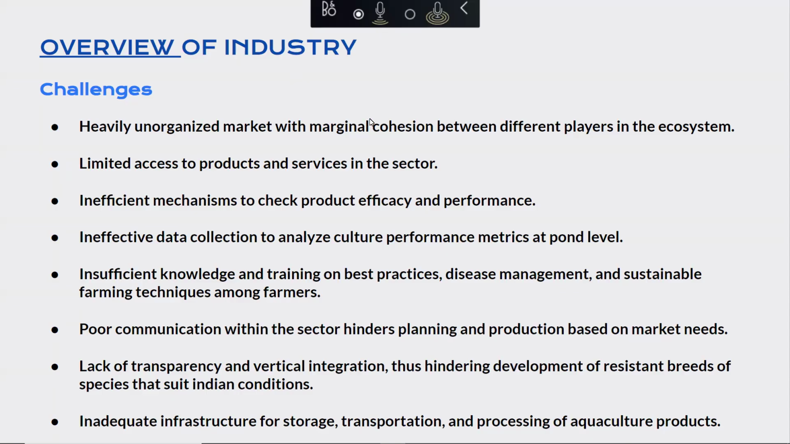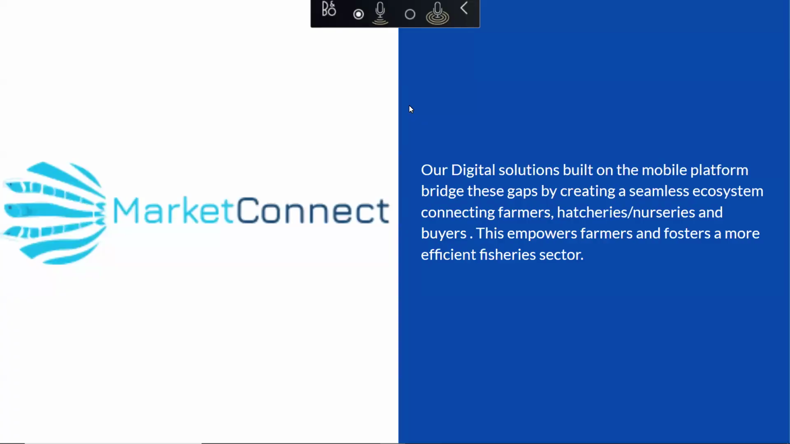Now, these are some key challenges we find and we would like to address with our products in the agriculture industry. Now, let's look at our products. Market Connect is our flagship product. This product is built on a mobile platform, and the primary goal of this product is to bring communication between different players in the agriculture sector.